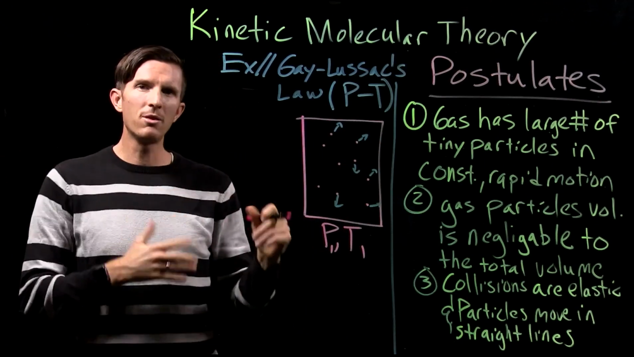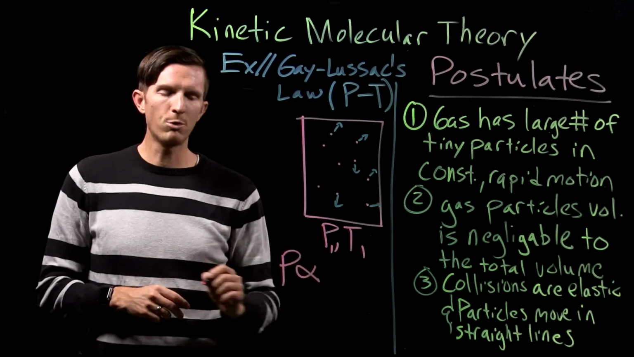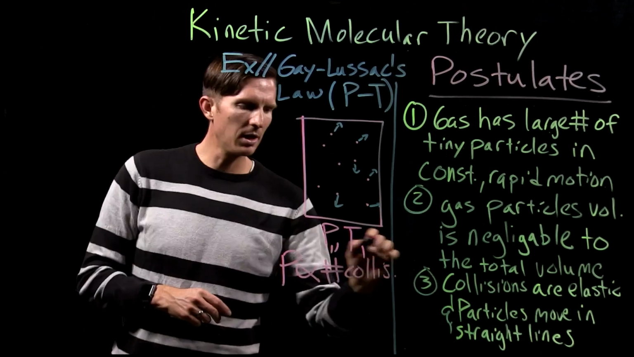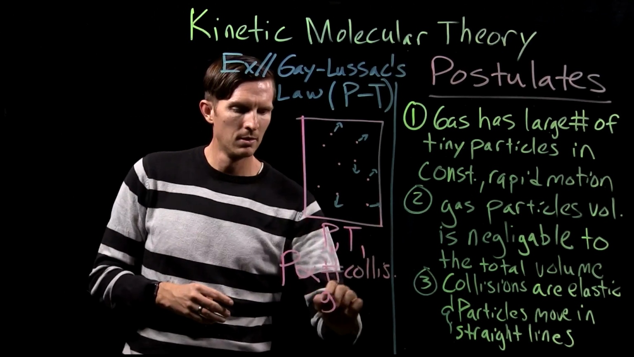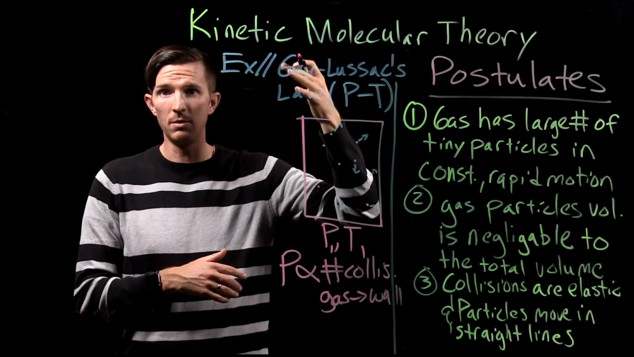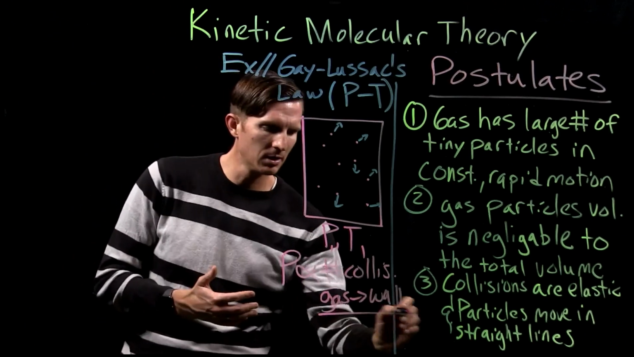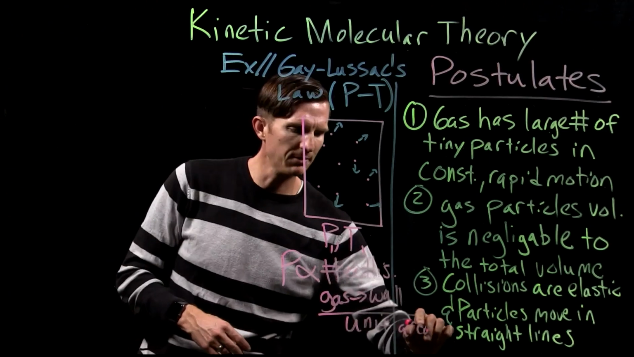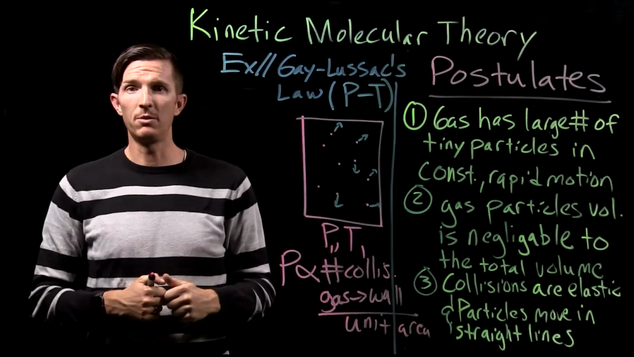So one important thing here is that the pressure is directly proportional to the number of collisions between the gas particles and the wall. The more collisions we have, the higher the pressure would be. The lower the collisions, the lower the pressure. And again, this has to be per some unit of area. Well, if it's a fixed area, then we would think of just the number of collisions.